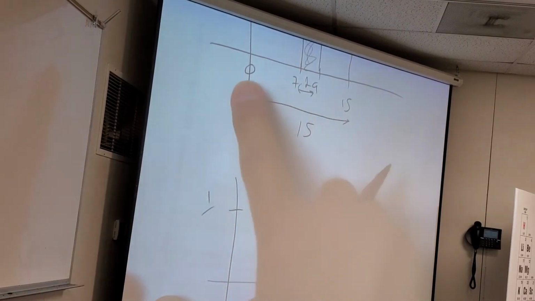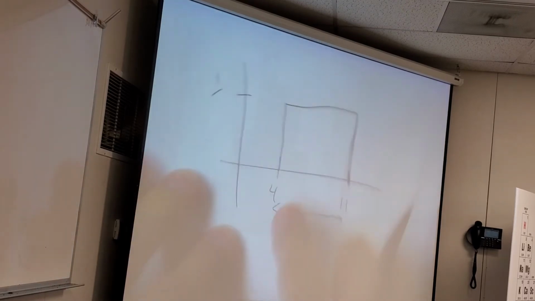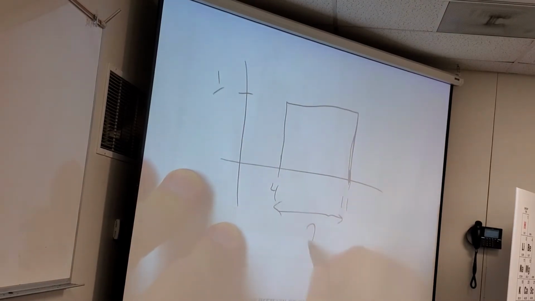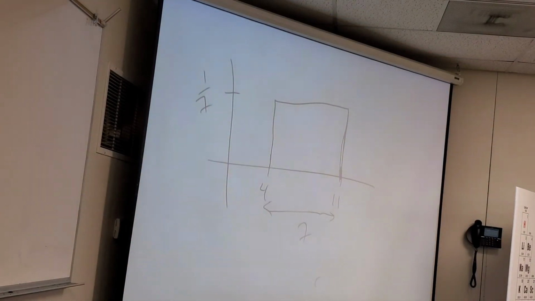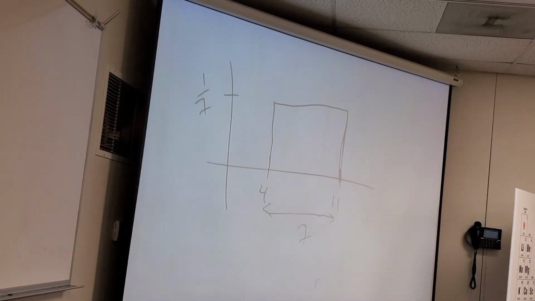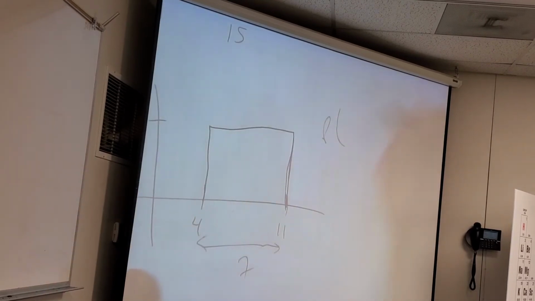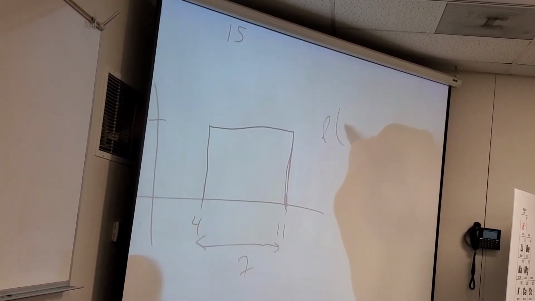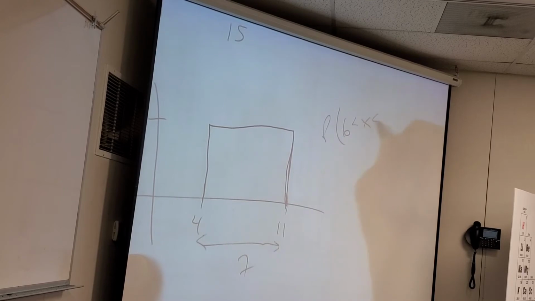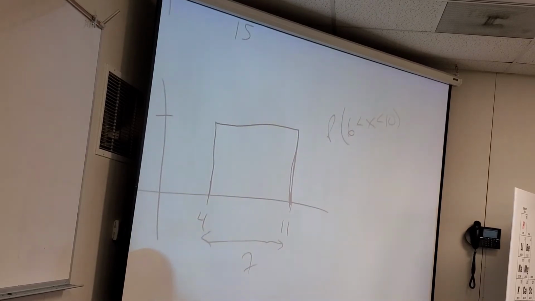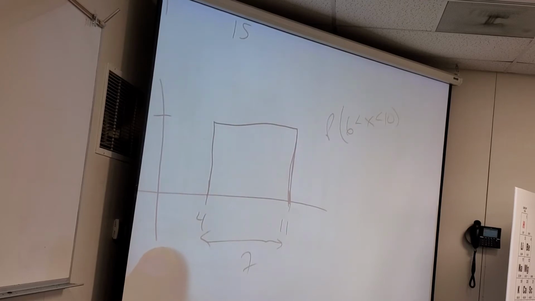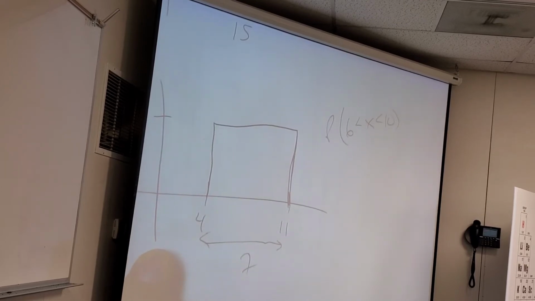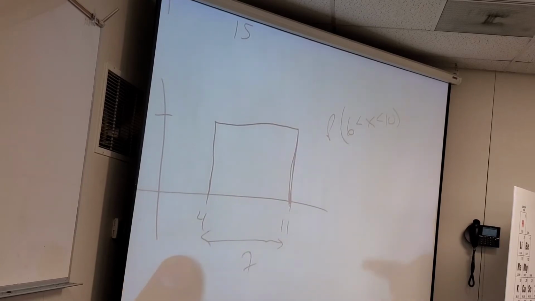So be careful. I wanted to do another example where there wasn't a 0. Why was this 15? Because that was 0 to 15. Well, this is 4 to 11. That's 7. So it's got to be 1/7. Now the area of that box is 1. So what would be the probability that I get in between 6 and 10? All you have to do now is draw that in and see what the area is. It's almost too nice to trust that that's all it is.